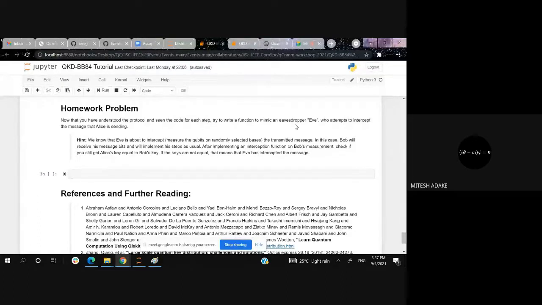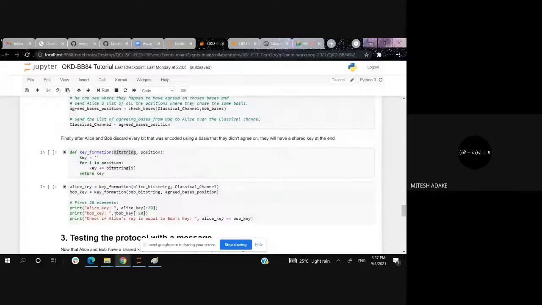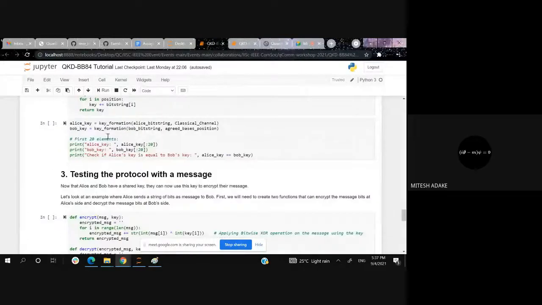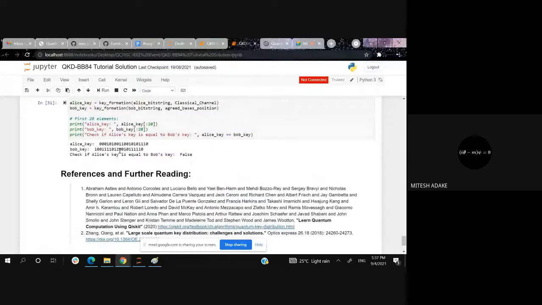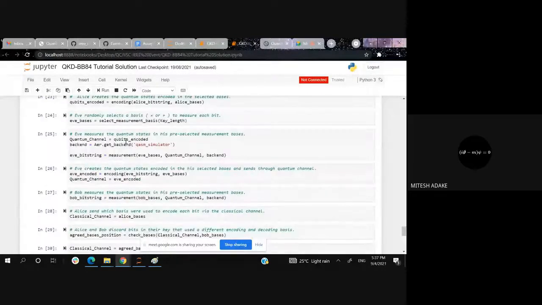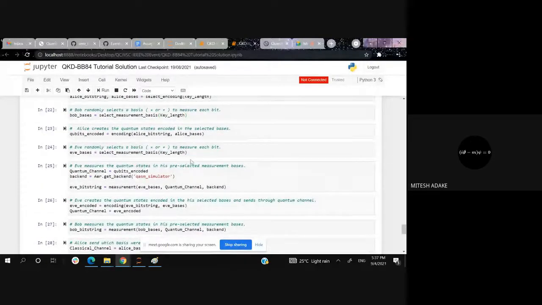And after performing the operations, in the last step, when he operates the key formation step, he'll realize that the output isn't true, it is false, and you can see it here. So the output is completely different, and it shows false when an eavesdropping takes place. So this is a homework problem, although I'm showing it to you.